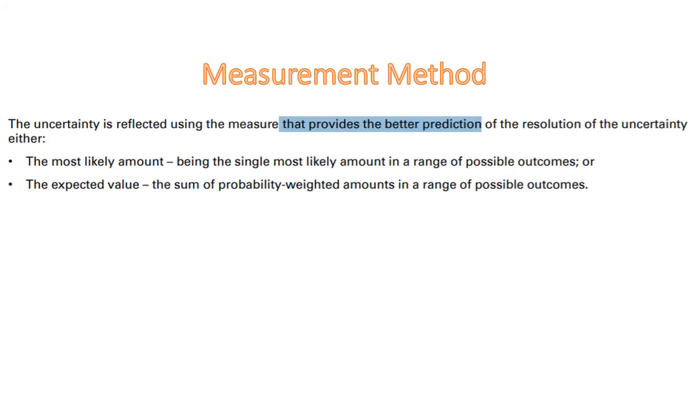The standard provides that the amount has to be measured from one of the methods which provides better prediction. First method is most likely amount, that is ascertaining the single most likely amount in the range of possible outcomes, or by the expected value method by taking weighted average probability.